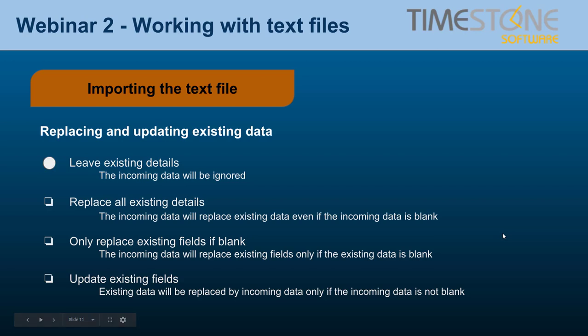So the first option you've got is to leave the existing details. The incoming data will be ignored. So why bother? Well, because your incoming data may have new subjects. Those options in the middle of that setup window only apply if it finds a subject. So the incoming data, when it comes in, finds that subject already. If there's any new subjects, none of these options apply for the brand new ones. So that's leave existing details. The incoming data will be ignored, but any new subjects will still be imported as normal.